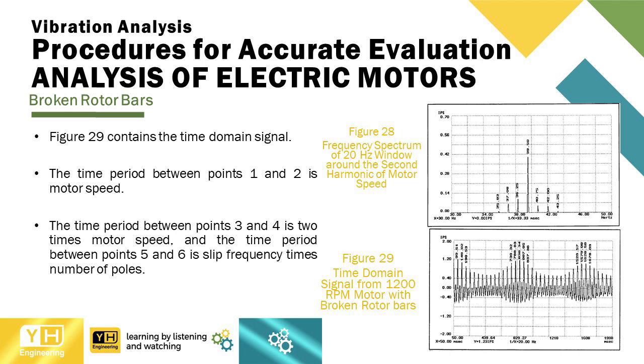The time period between points 1 and 2 is motor speed. The time period between points 3 and 4 is 2 times motor speed, and the time period between points 5 and 6 is slip frequency times number of poles.